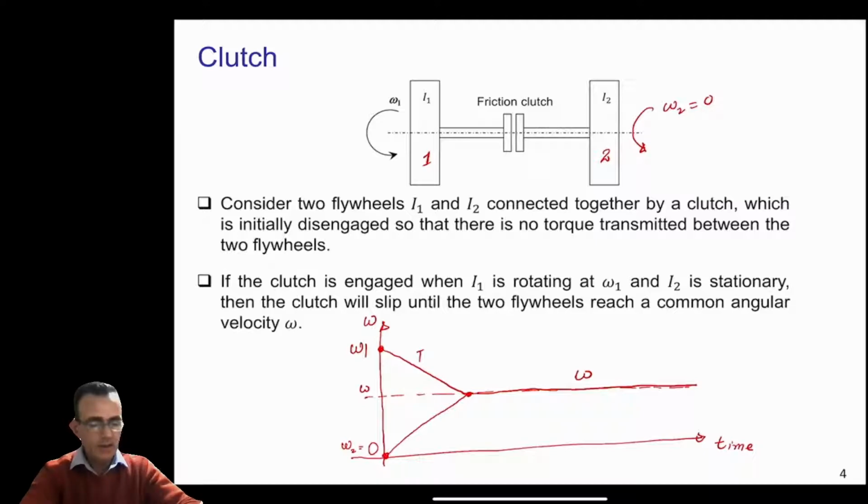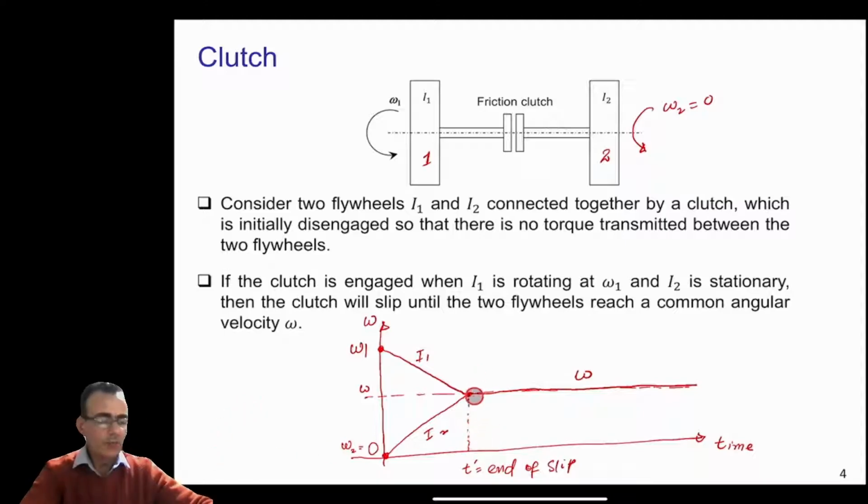Here the moment of inertia is I1, and here the moment of inertia is I2. This is how the velocity diagram will look, and this is the time which is also important here. At this time, which you can call T dash, this is what we can call the end of slip.